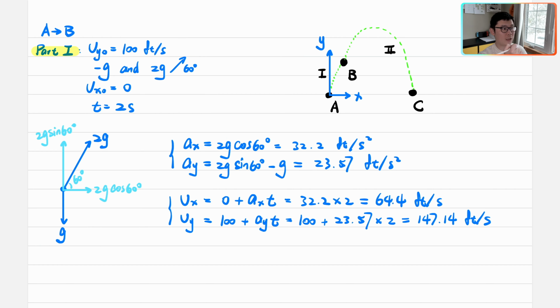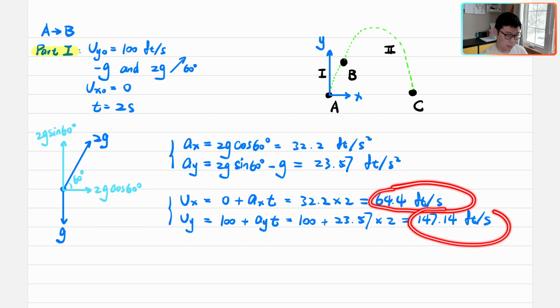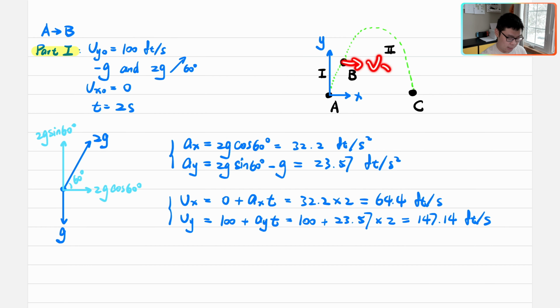Okay, so that's the velocity of where? Remember, we start with a vertical velocity of 100 feet per second. Now, where are these two velocities? That's the velocity at point B, your Vx of point B and Vy of point B. Okay, we dealt with acceleration and velocity. We also need to know where it is. So that's displacement. I need a bit more space here. X and Y.